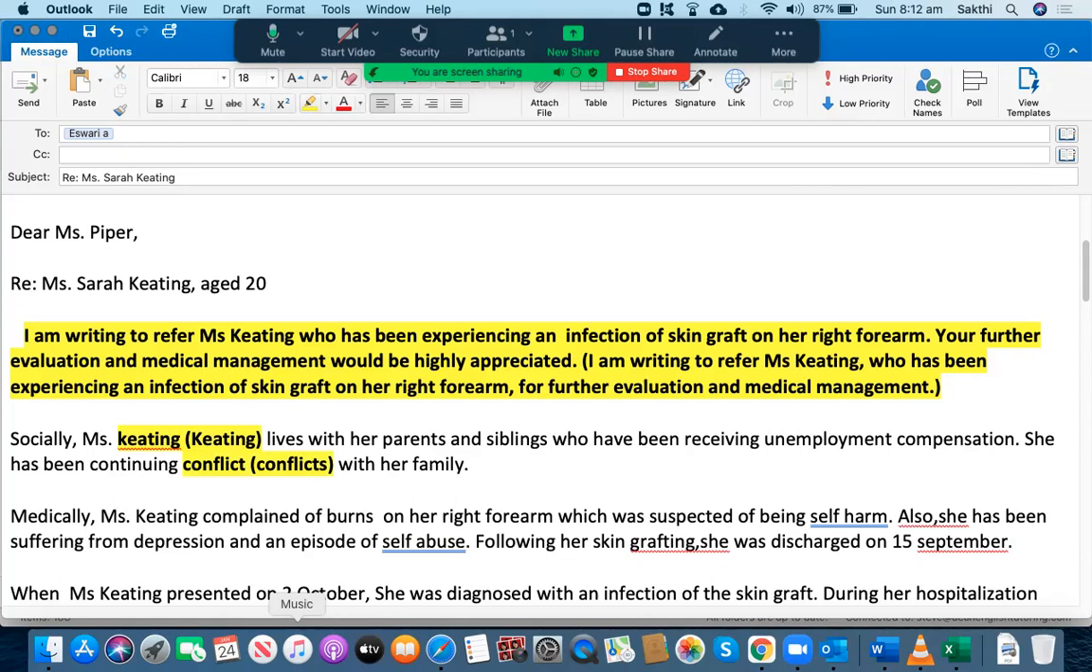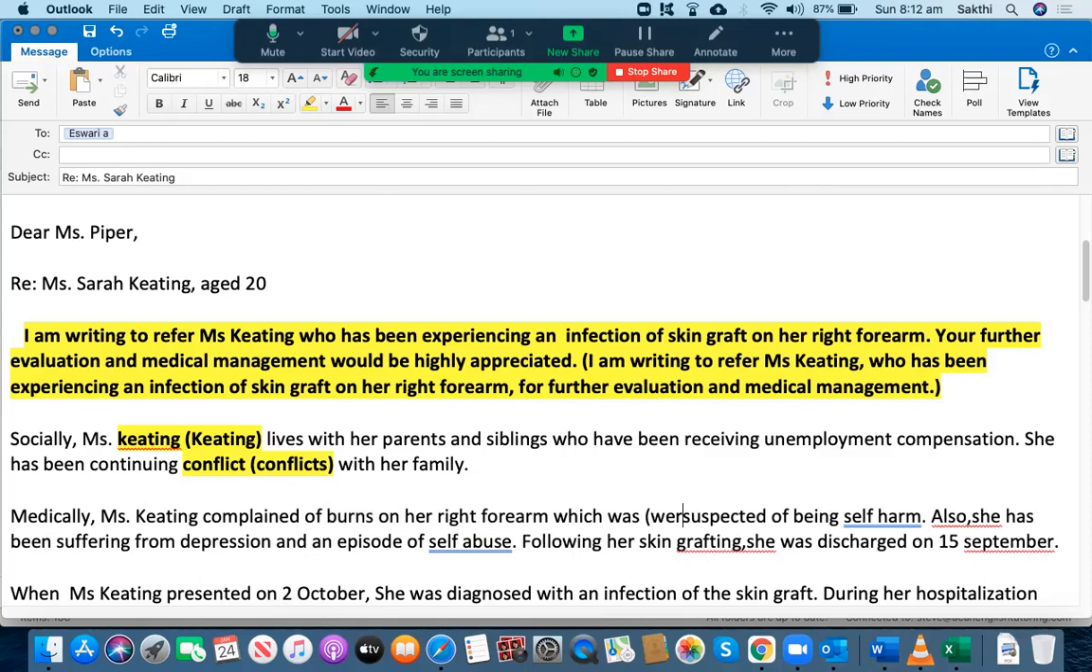Okay. Medically, Miss Keating complained of burns on her right forearm, which was suspected of being self-harm. Okay. So let's say when she used which was, okay, the subject of this verb is not forearm. It is the burns. The burns were suspected of. So she would have mentioned where. It's not was. Okay. So she should have mentioned where. Okay. They were suspected of being self-harm.